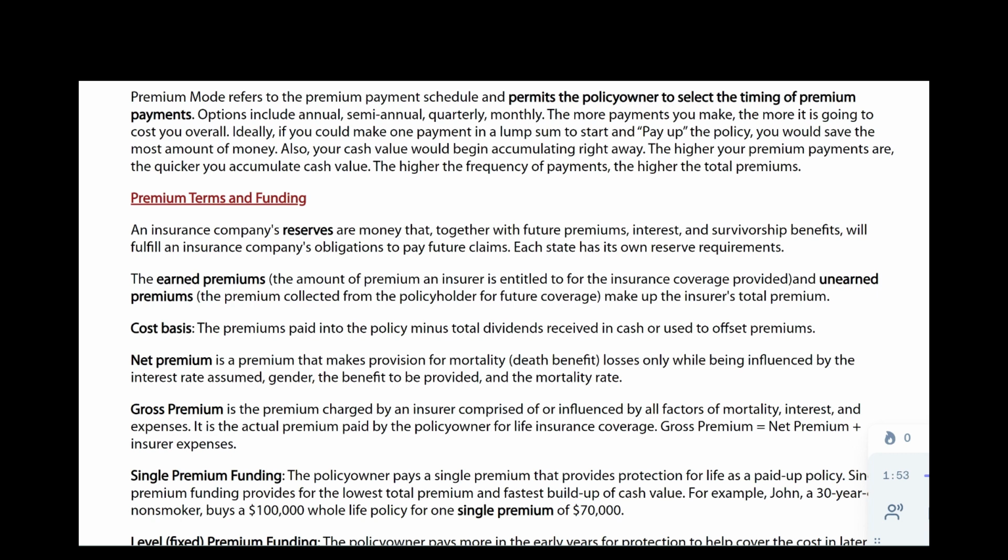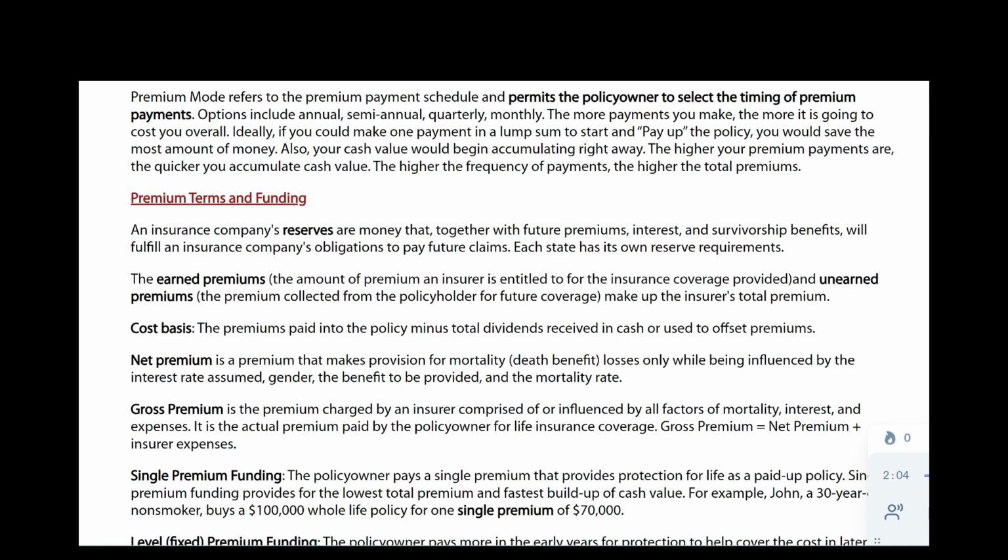Also, your cash value would begin accumulating right away. The higher your premium payments are, the quicker you accumulate cash value. The higher the frequency of payments, the higher the total premiums, premium terms, and funding.